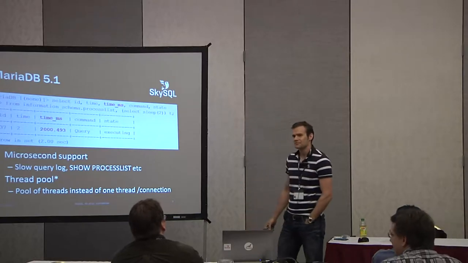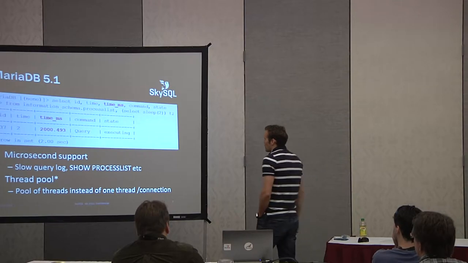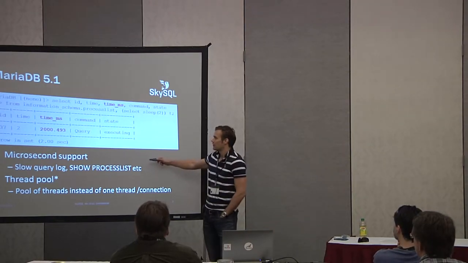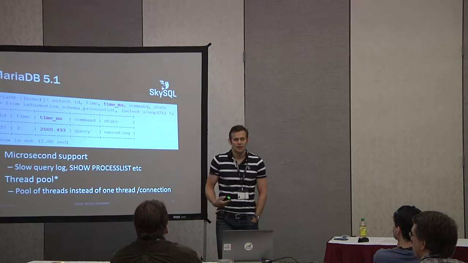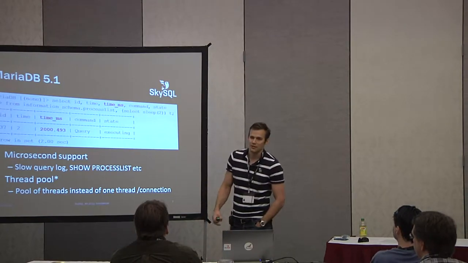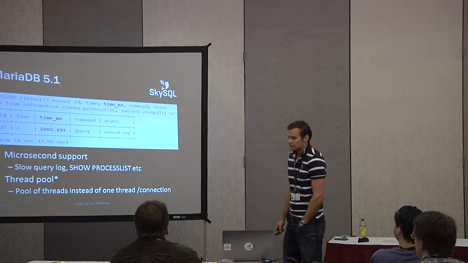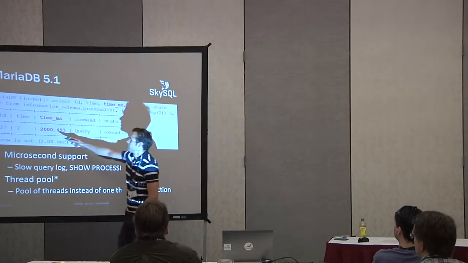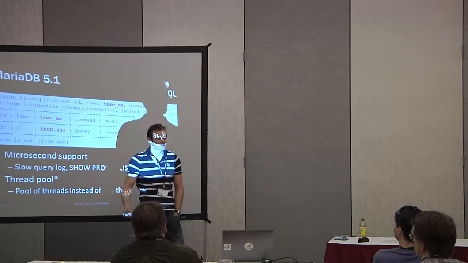But what does the microsecond support give you? In MySQL, the granularity of queries and things was in seconds. You didn't have anything below a second, and so this goes to microsecond level. For example, the process list only had the query execution time in seconds, and here you get it in microseconds instead. And same with the slow log.